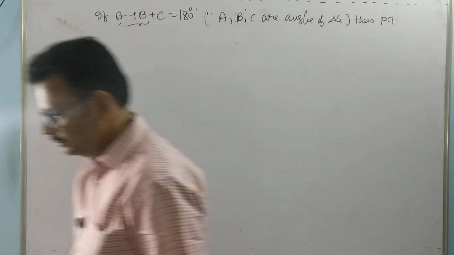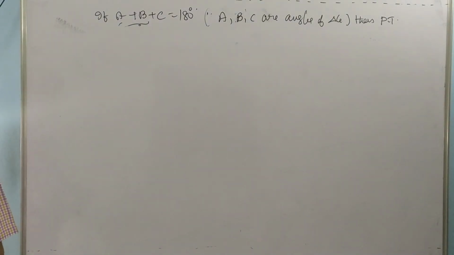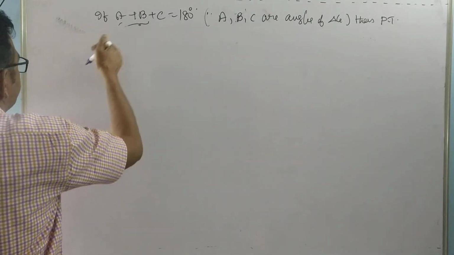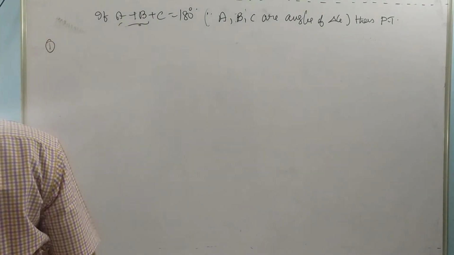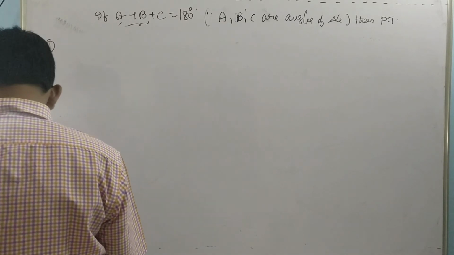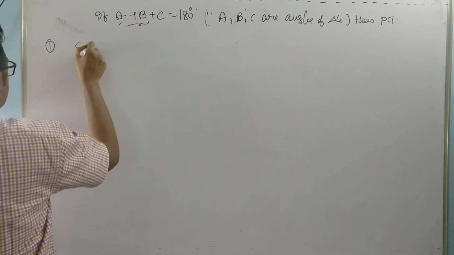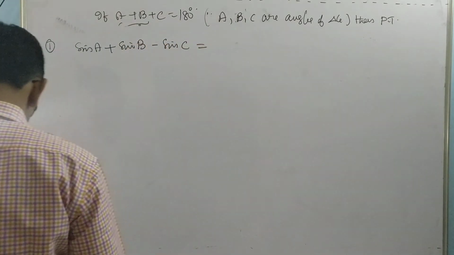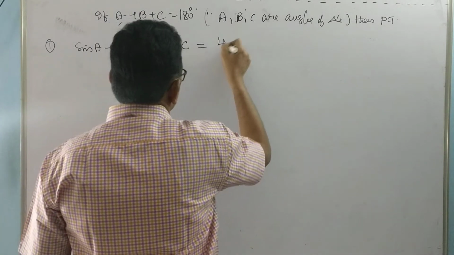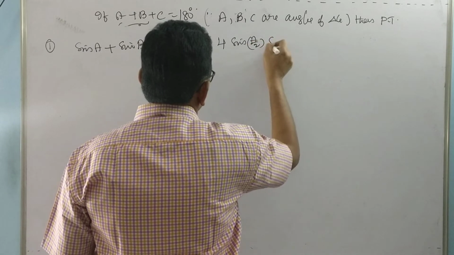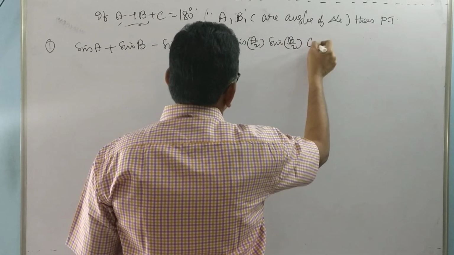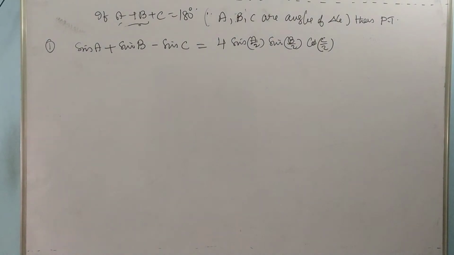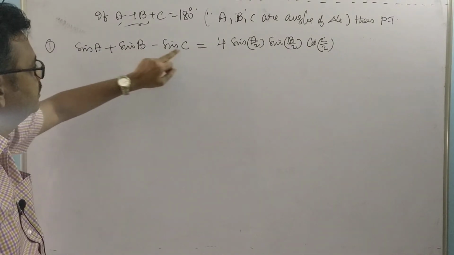Next one. If A, B, C are angles of a triangle, or if A plus B plus C equal to 180 degrees, then prove that, first one, sin A plus sin B minus sin C is equal to 4 sin A by 2 into sin B by 2 into cos C by 2. Sin A plus sin B minus sin C equal to.